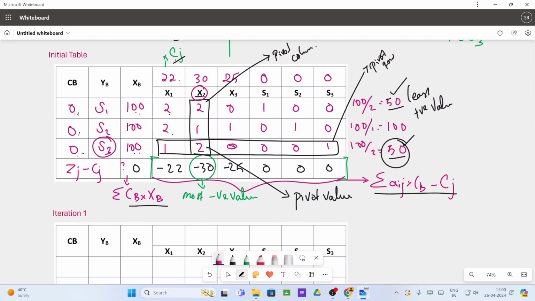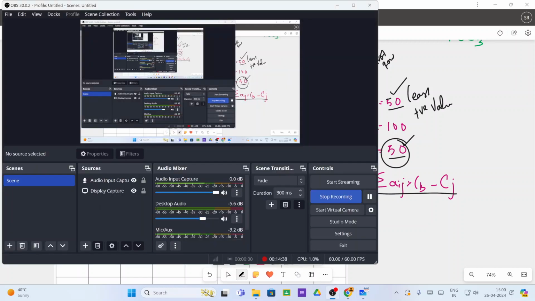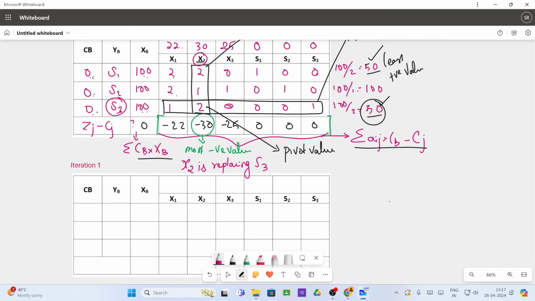That means x2 is replacing S3. So X2 is replacing S3 in the next iteration. Once we are done with the initial table, we will be moving on to iteration number 1. In the initial table, as I said, X2 is replacing S3.